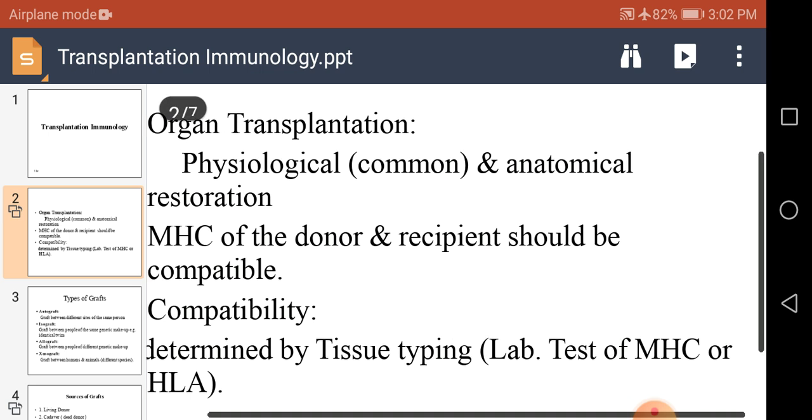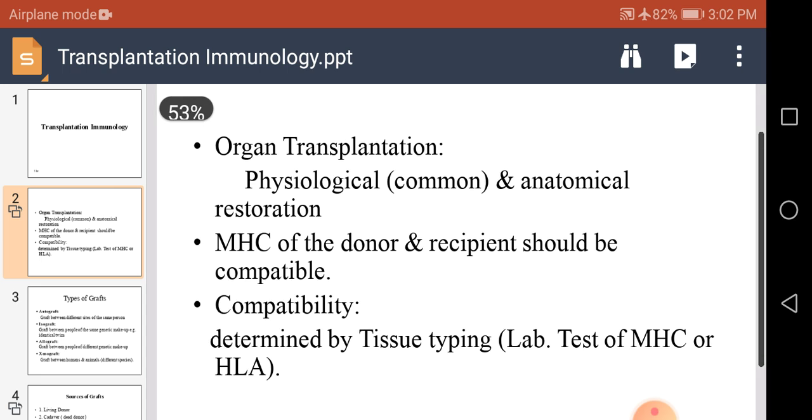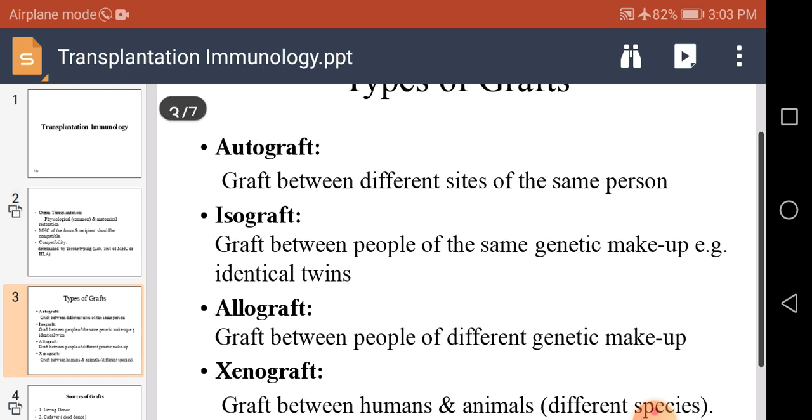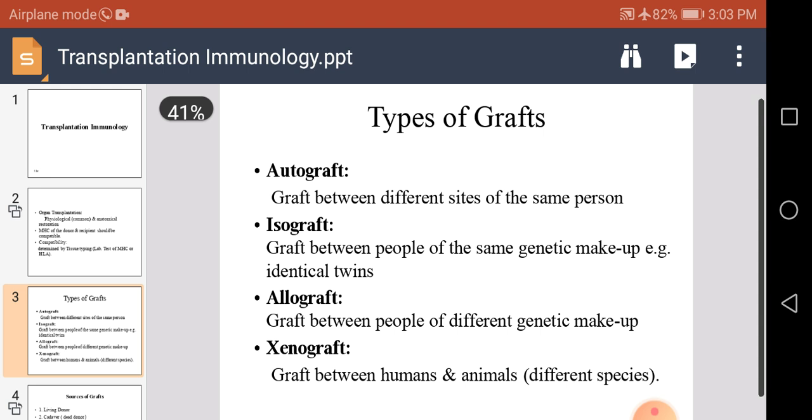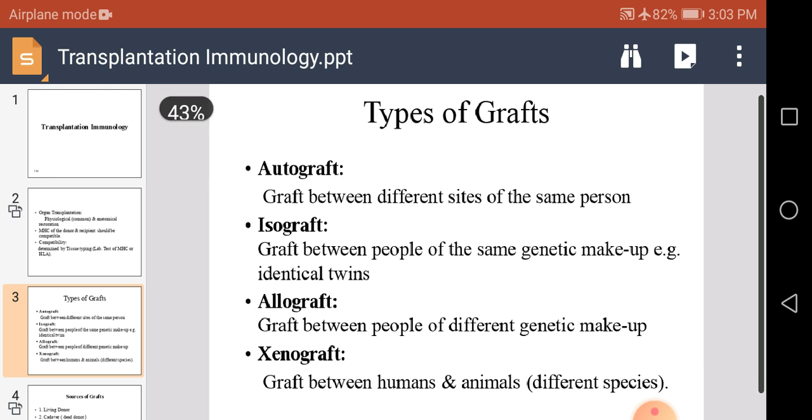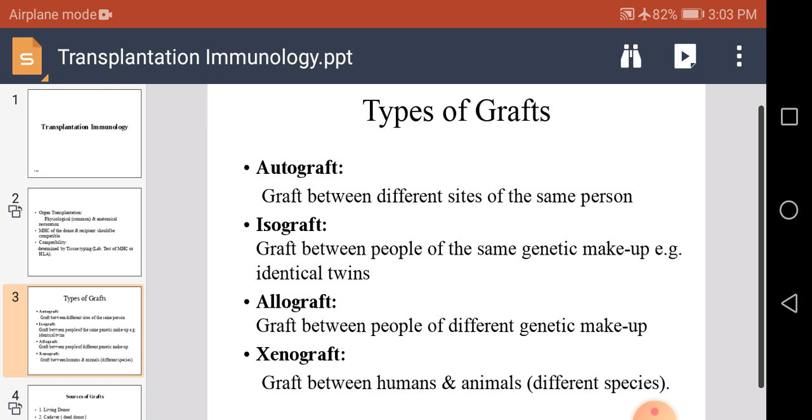Compatibility is determined by a test known as tissue typing. It is a laboratory test that tests for MHC or HLA. The types of grafts, immunologically: the first one is autograft, and this is a graft between different sites of the same person, so from one site to another site in the same person, and here the compatibility is almost complete.